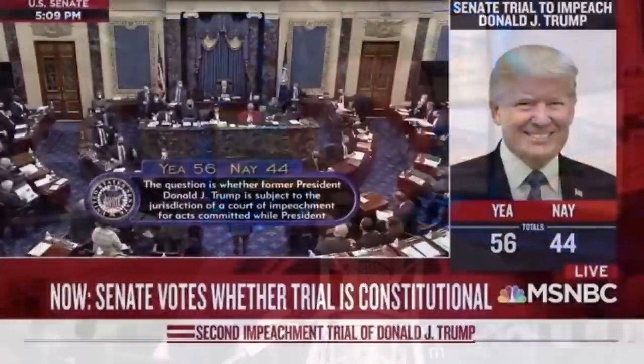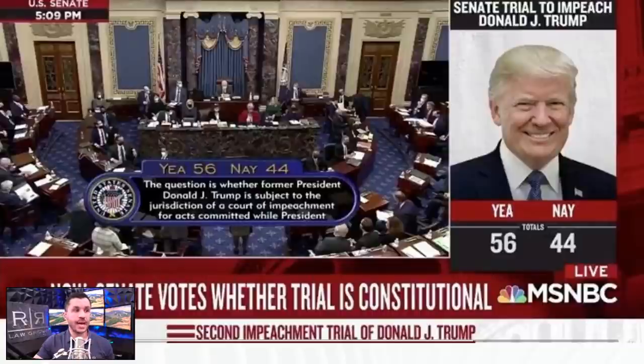So as we know, this is what the final vote count looked like. As to the question of whether former President Donald Trump is subject to the jurisdiction of a court of impeachment for acts committed while president, everybody voted, 56 voted yes, 44 voted nay. Who voted yes of the Republicans? Well, got six of them. And it's, as I have been calling them lovingly, these squishy Republicans, the ones who are always sort of in the middle. We've got Susan Collins from Maine, Lisa Murkowski from Alaska, Mitt Romney from Utah. We got Cassidy over from Louisiana, Toomey from Pennsylvania, and Sasse from Nebraska, who I think will probably be running for president in 2024.